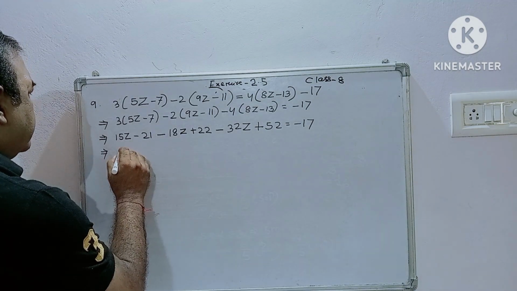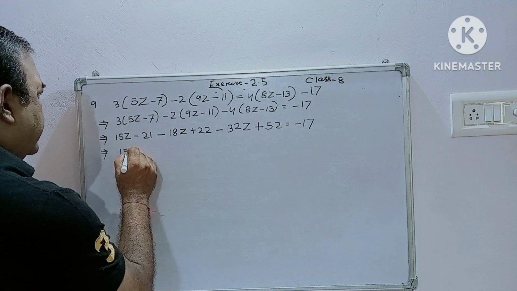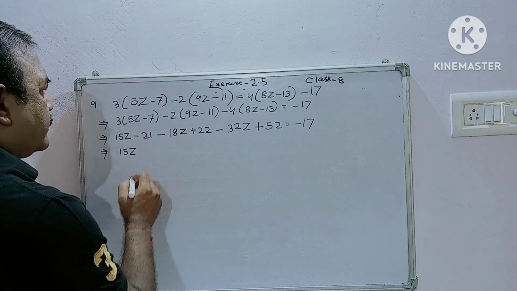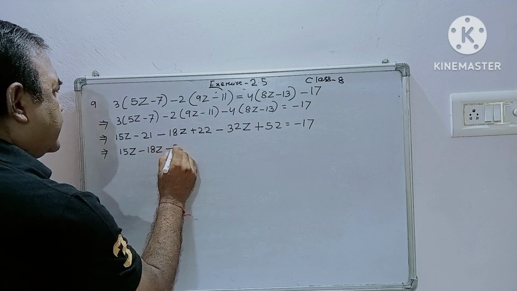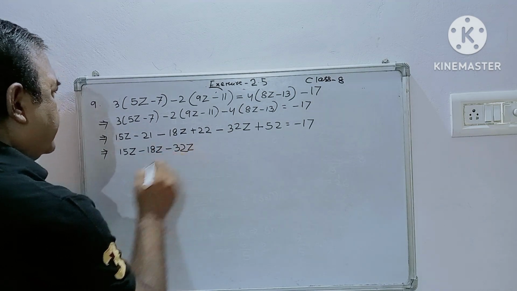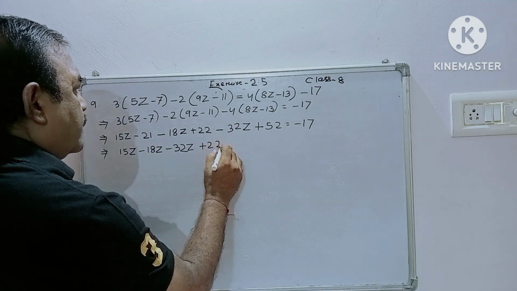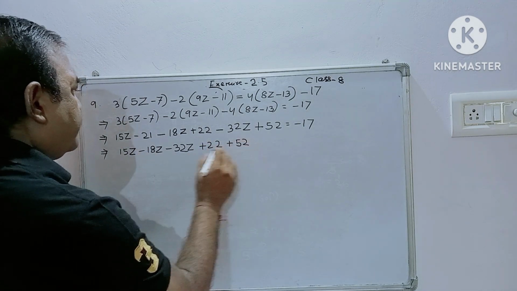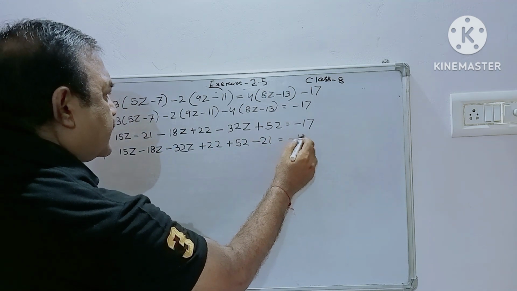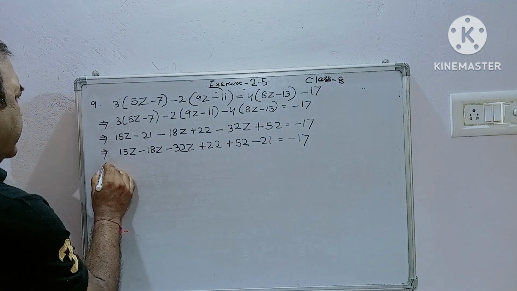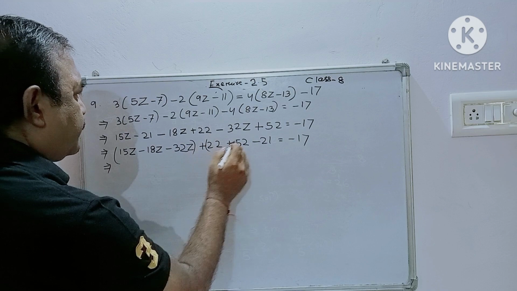So you bring the like terms closer. 15z minus 18z minus 32z, then plus 22 plus 52 minus 21, that is equal to minus 17. That implies, you may give a bracket here.